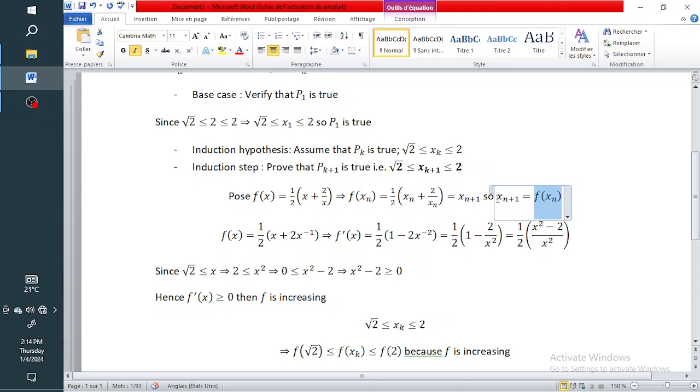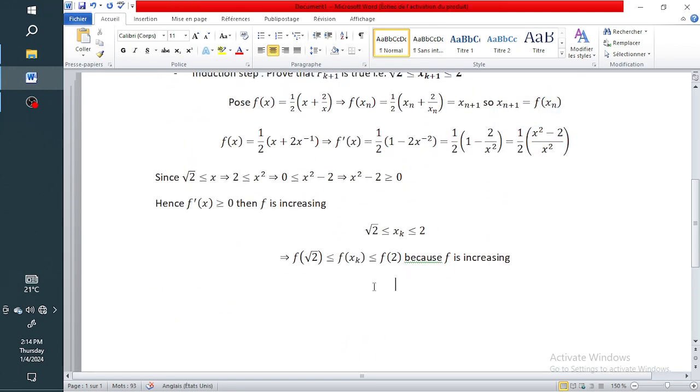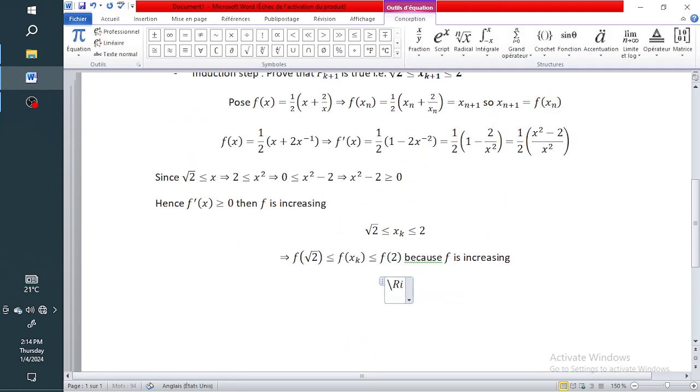It means that x of k plus 1 is f of x of k. That's another reason why we were taking f all through. So what is f of root 2? I just need to come to f of x and replace x with root 2. So it's going to give me half into root 2 plus 2 divided by root 2. That's what I have in my lower bound, less than or equal to.